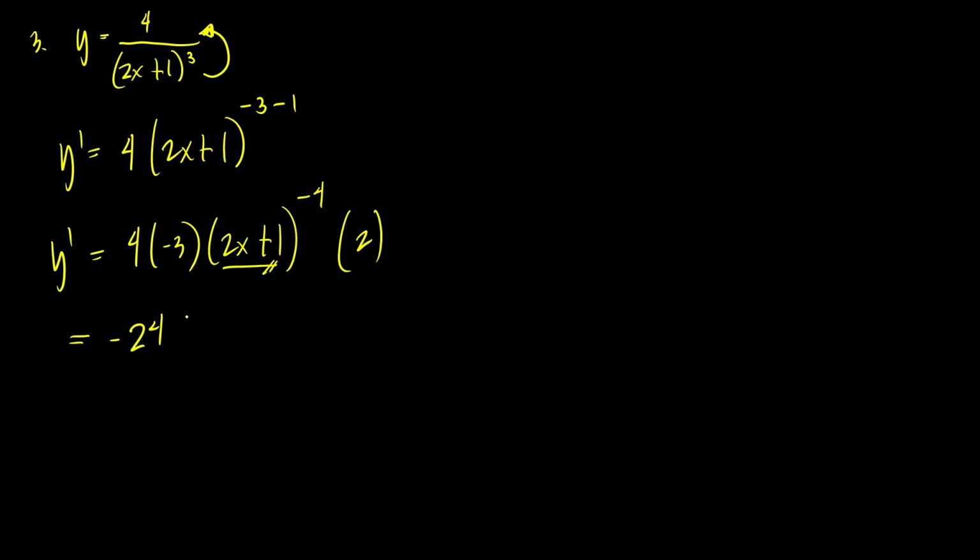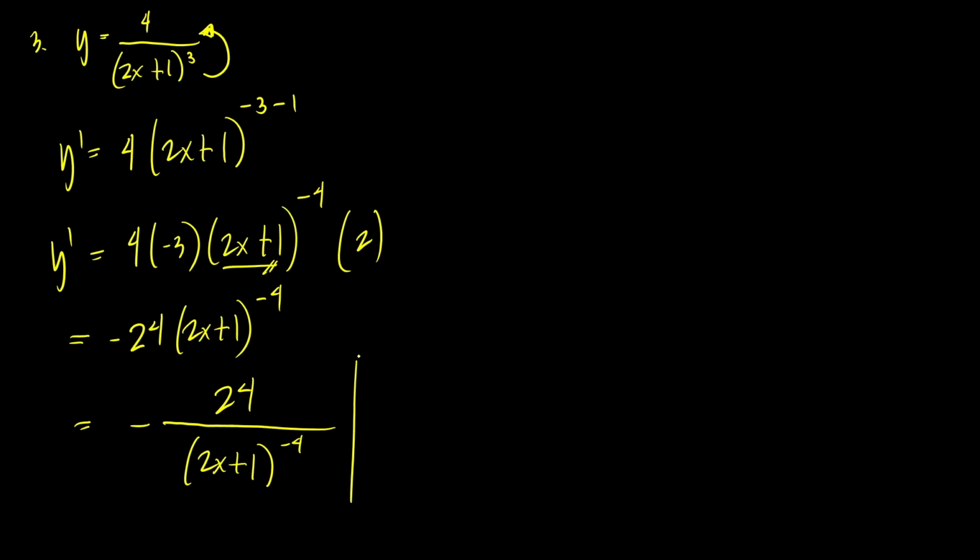Okay, and then 2x plus 1 raised to negative 4, and just bring down the negative exponent. So we have negative 24 all over (2x plus 1) raised to 4. So this would be our answer for the third example.